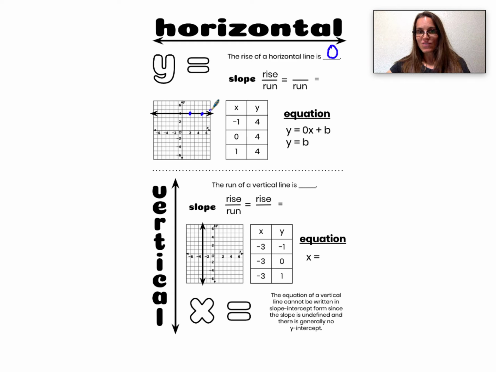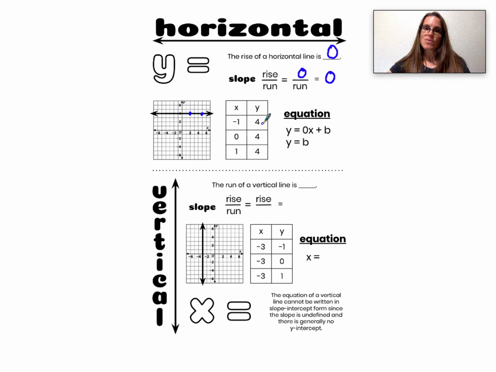Since the line is flat, y is not increasing or decreasing when x goes up by 1. So the rise of every horizontal line is 0. The run of 3 then doesn't matter. 0 divided by any run, in this case 3, is just 0. The slope of a horizontal line is 0.